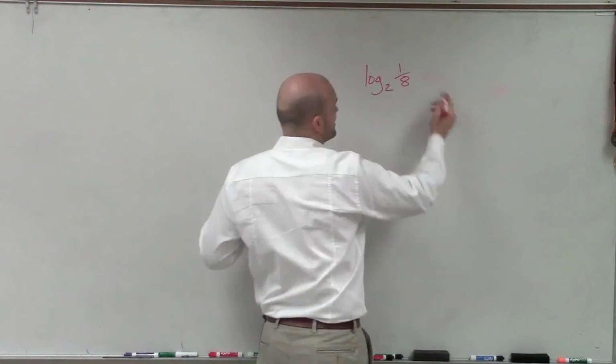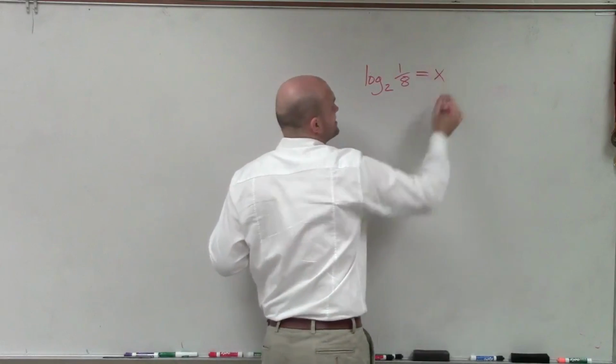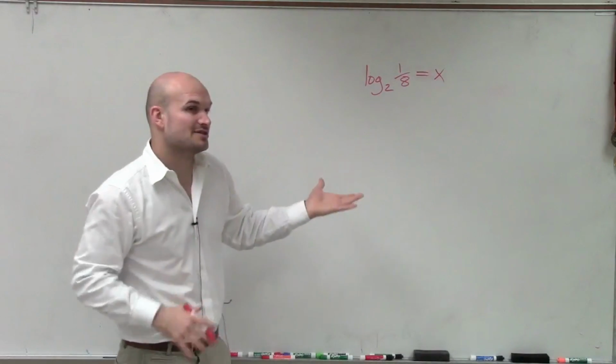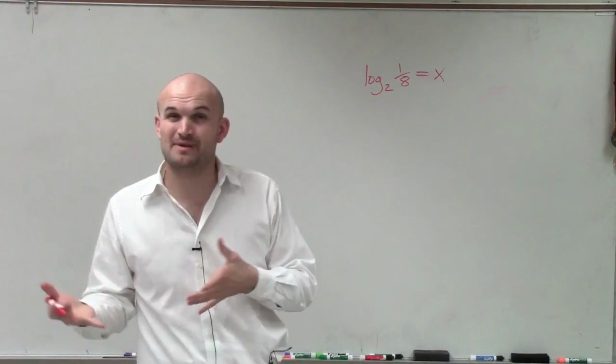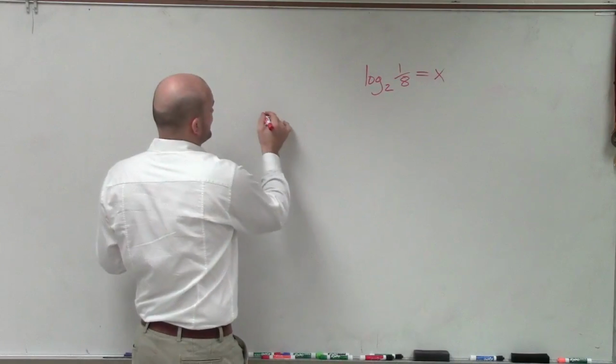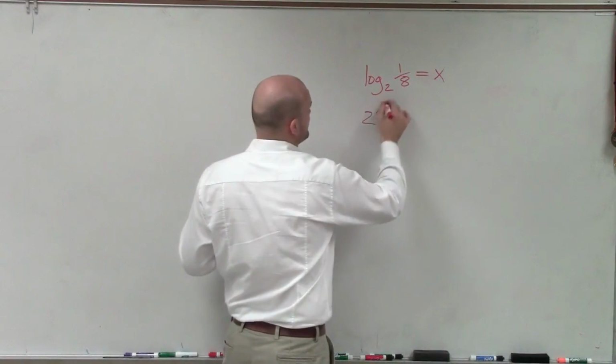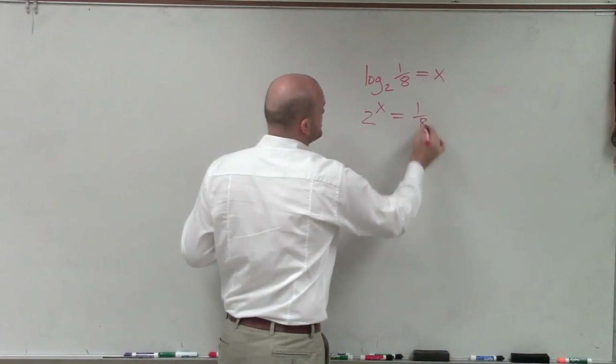So if I rewrite this equation, I want to find what this value is, so I'm just going to set it equal to x. Now, a lot of times we like to convert logarithms into exponential equations. So by rewriting this in exponential form, that's going to be 2 raised to the x equals 1/8.